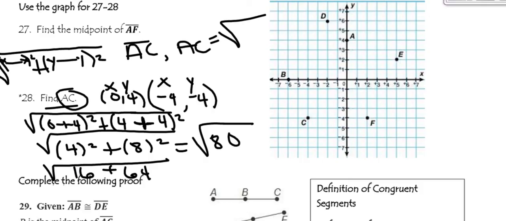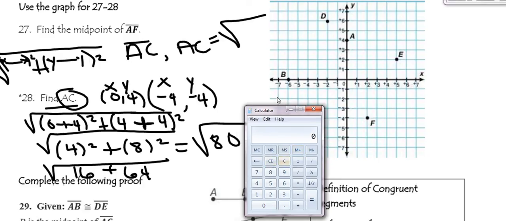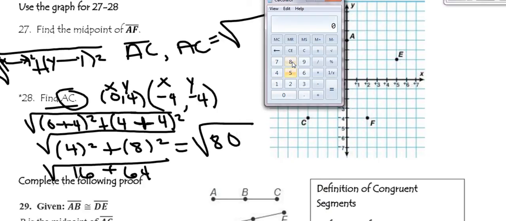And usually you're asked to round to the nearest tenth. So we're going to take the square root of 80. On your calculator, you press the square root button first and then 80. So we get 8.9, rounded to the nearest tenth. The next digit is less than 5, so it just stays as 8.9.